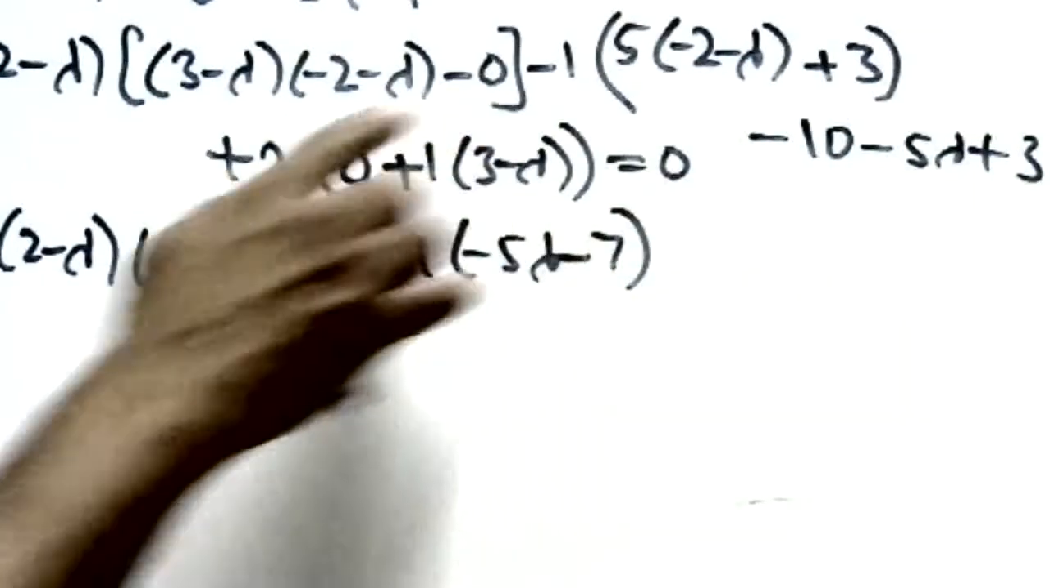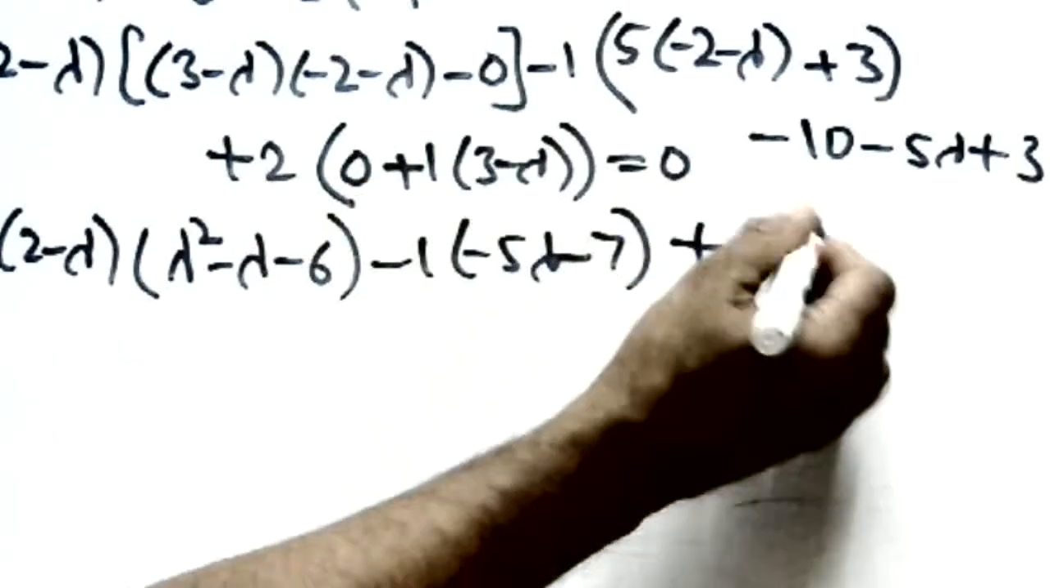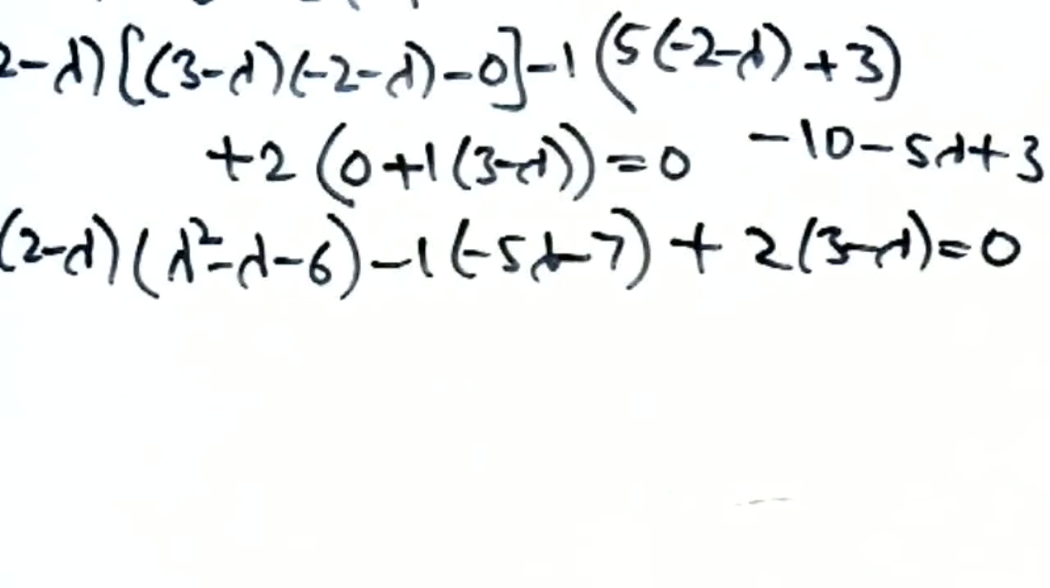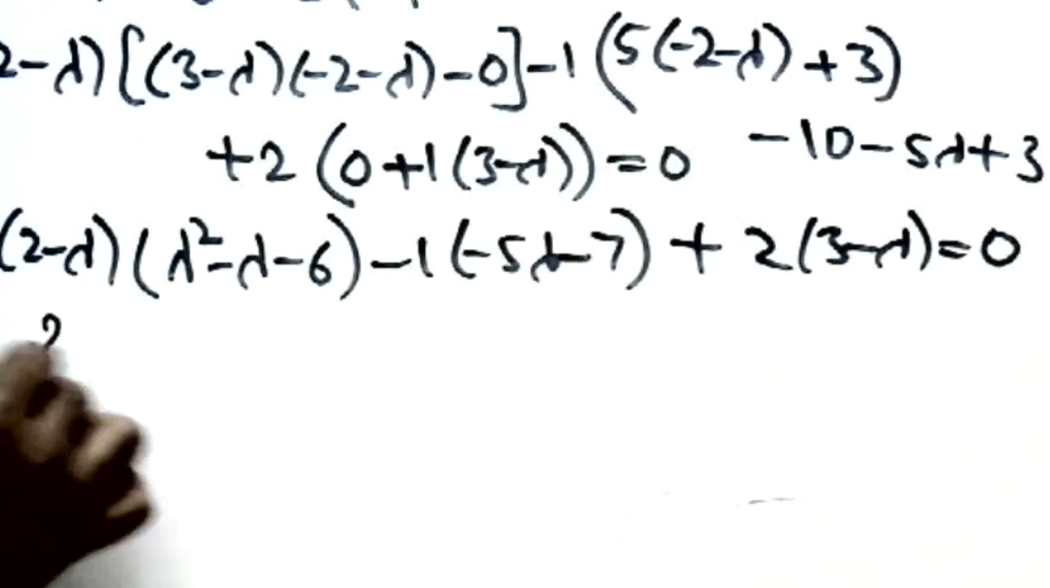Now minus 10 plus 3 will be minus 7. Now last here, plus, you leave this 0, 2 into 1 will be 2, 2 into 3 minus lambda equals 0. Now let me multiply here. First you multiply all the terms with 2.